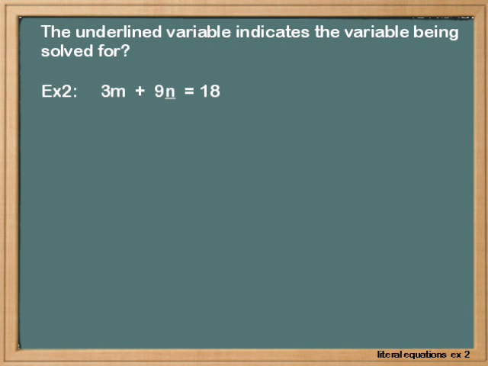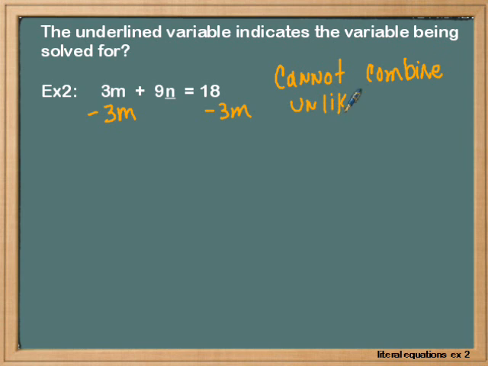In example 2, 3m plus 9n equals 18. The variable that's underlined is n, so that is the one that we have to get alone. We're going to start by moving that 3m over to the other side. And I'm going to take that positive 3m and subtract 3m from both sides. A lot of people think that this is 15m, but that would be incorrect, and let's make a note as to why. You cannot combine unlike terms, so get that in your note. Cannot combine unlike terms.